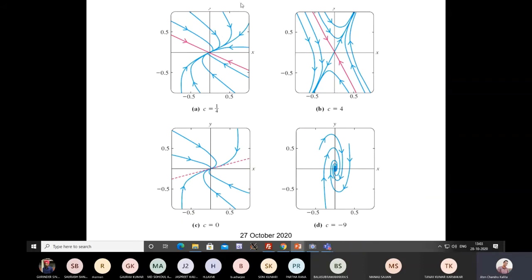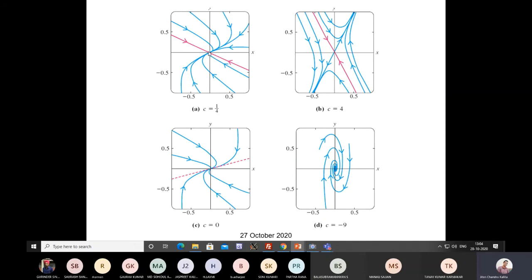These are the trajectories corresponding to c equal to 1 by 4. You can see the shape of the trajectories like that. You can see that all of them are converging towards the critical point 0, 0. Is it okay? Fine? And here, in all these three figures, they are designating one straight line by a different color than all the other trajectories. I'll tell you about the significance of this line later on.